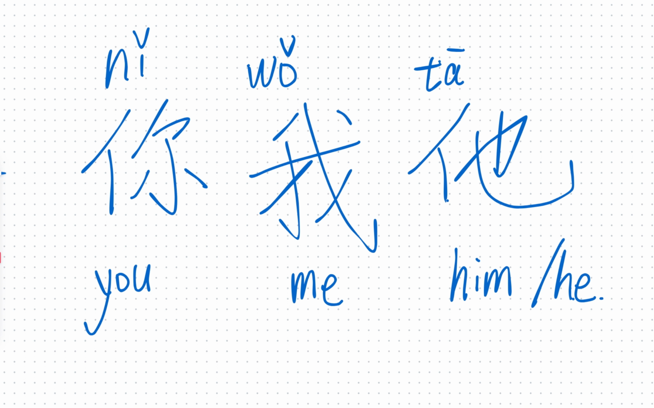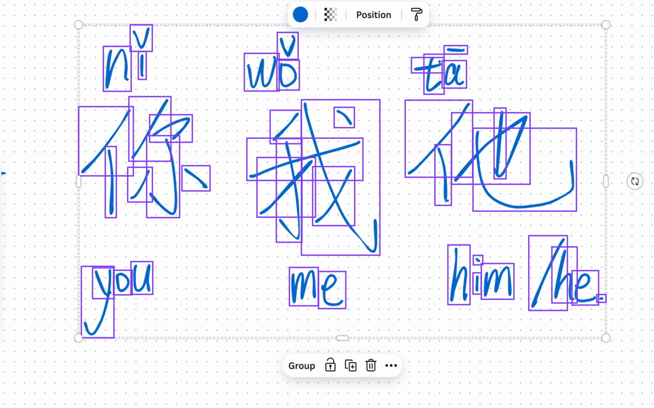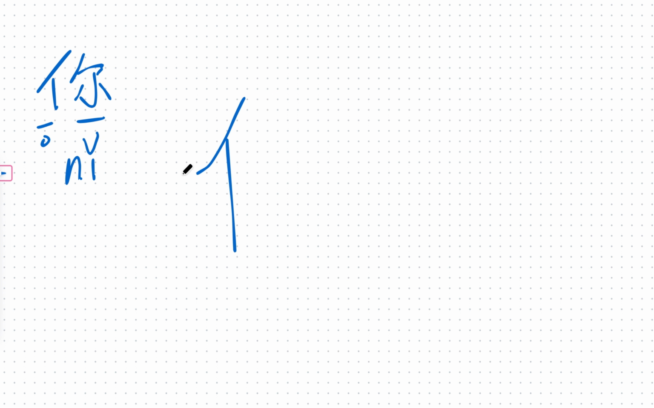So let's go over it one by one. First, 你. It has 2 parts, so left part, then right. First, the higher stroke, then the lower stroke. Go to left, then go straight down.